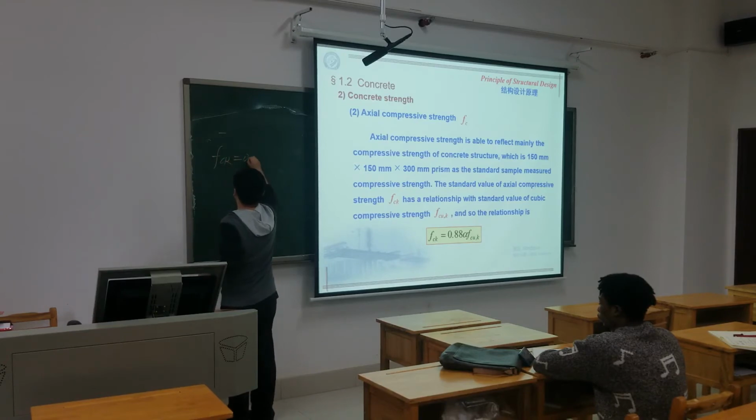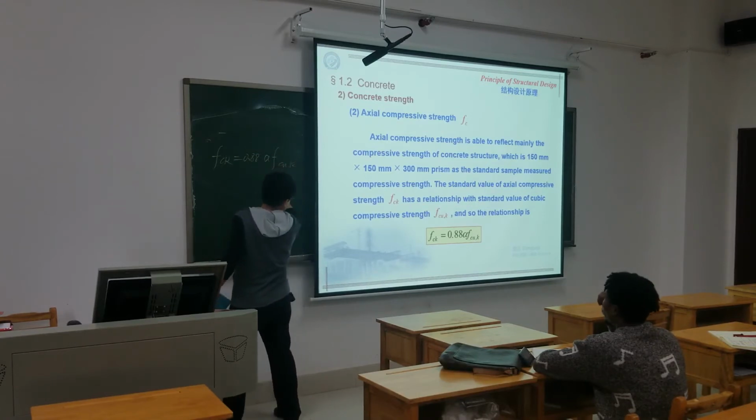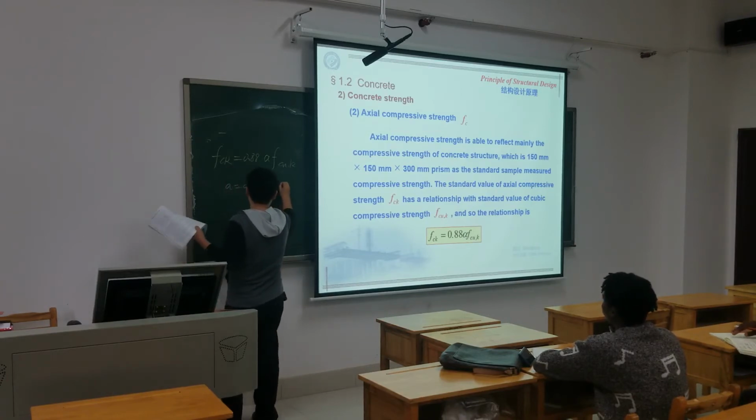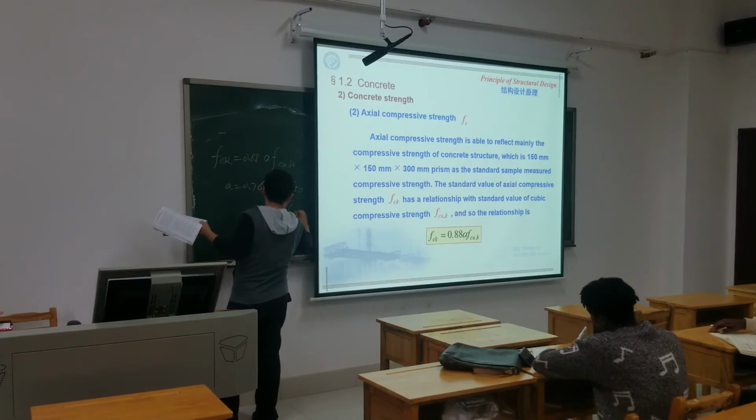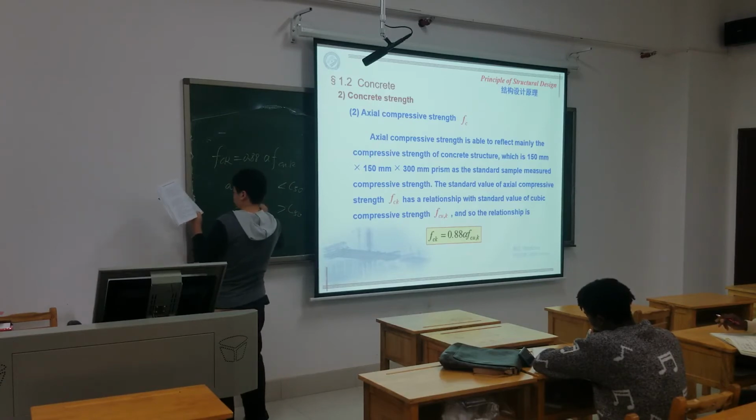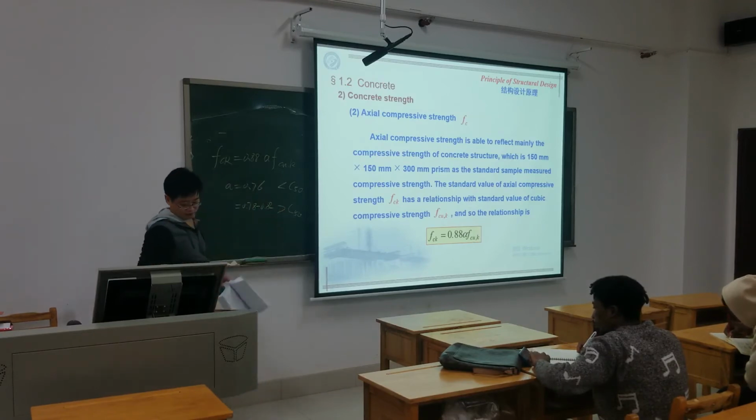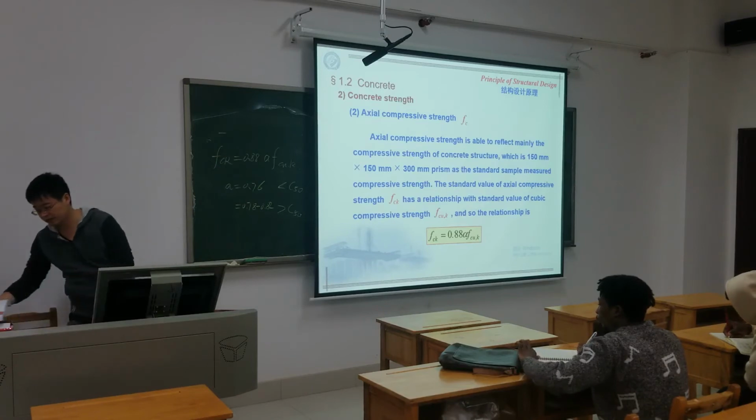So this fck equal to 0.88 fcu,k, and for the small c50, alpha equal to 0.78 to 0.8. So that's a given value. You can find it in the textbook document.